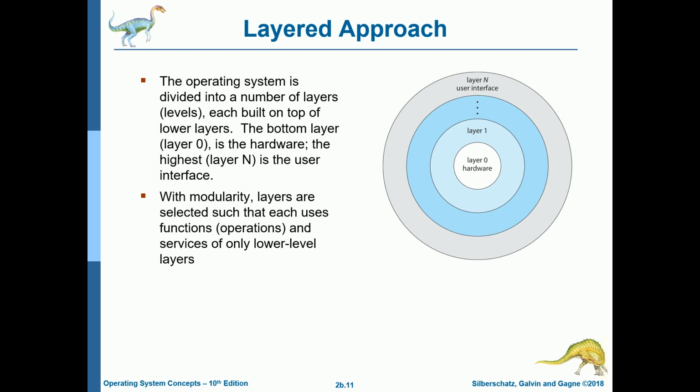One important aspect of the layered approach is each layer is implemented only with the operations provided by the lower levels. A layer does not need to know how these operations are implemented. It only needs to know what they do. Therefore, each one of the layers hides the existence of certain data structures, operations, and hardware from the high-level layers. This has been successfully used in computer networks and web applications.